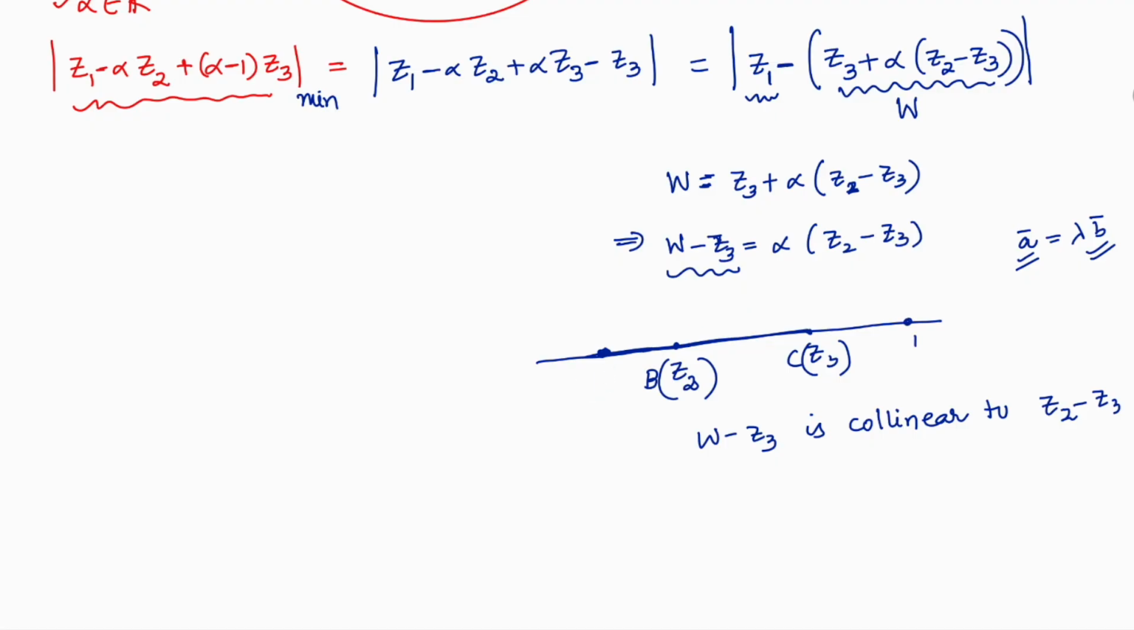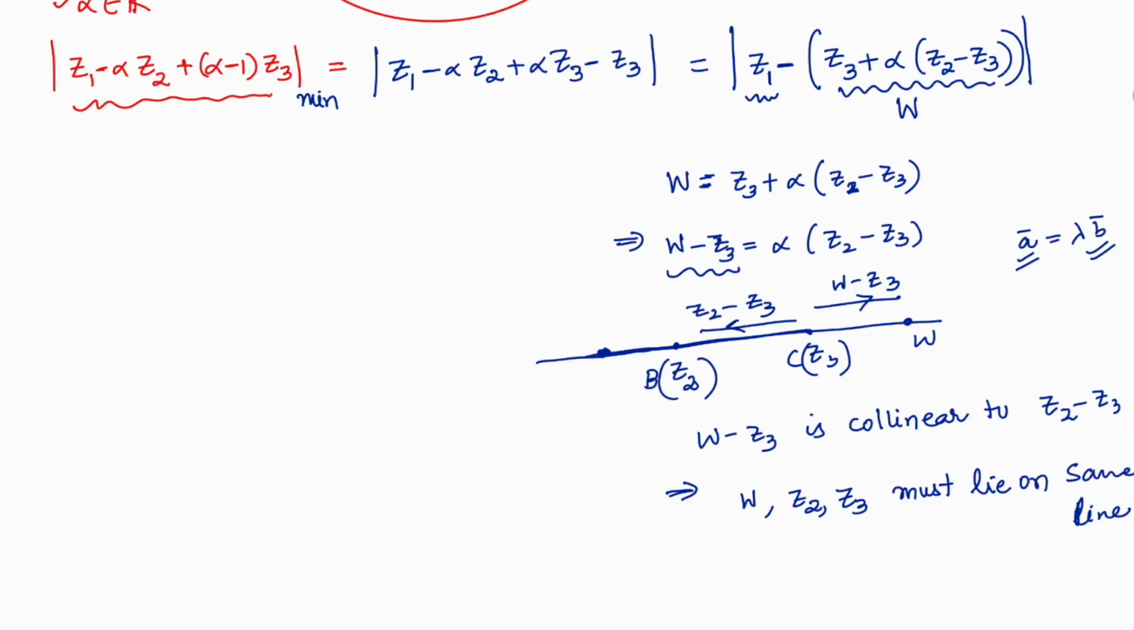Or if I take w here, still w minus z3 would be like this. This is w minus z3, and z2 minus z3 would be like this. Still they are collinear. Collinear means what? The angle between them is either 0 degrees or 180 degrees. So that means w, z2, z3 must lie on the same line.